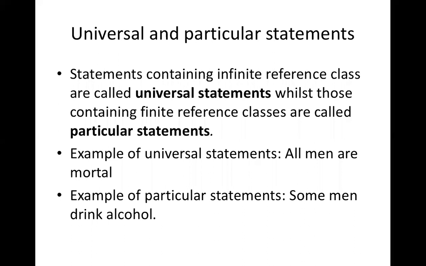Universal and particular statements. Statements containing infinite reference classes are called universal statements. And those containing finite reference classes are called particular statements. Example of universal statements: all men are mortal. Example of particular statements: some men drink alcohol. So those sentences referring to countable items, we call them particular statements. Those statements referring to uncountable items, we call them universal statements.